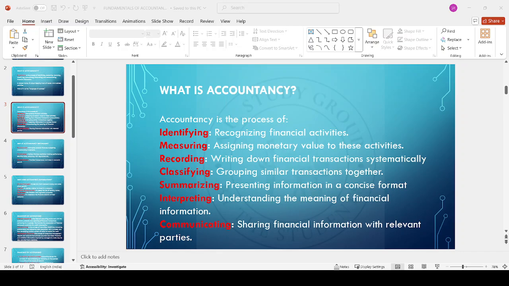Now for example, think of any business, big or small, they all have money coming in and money going out. Accountancy is a system they use to make sense of all that. In that way, accountancy is also called the language of business. Just like we use language to communicate ideas, businesses use accounting to communicate their financial health and performance to various people. Okay, now let's go to the next topic.